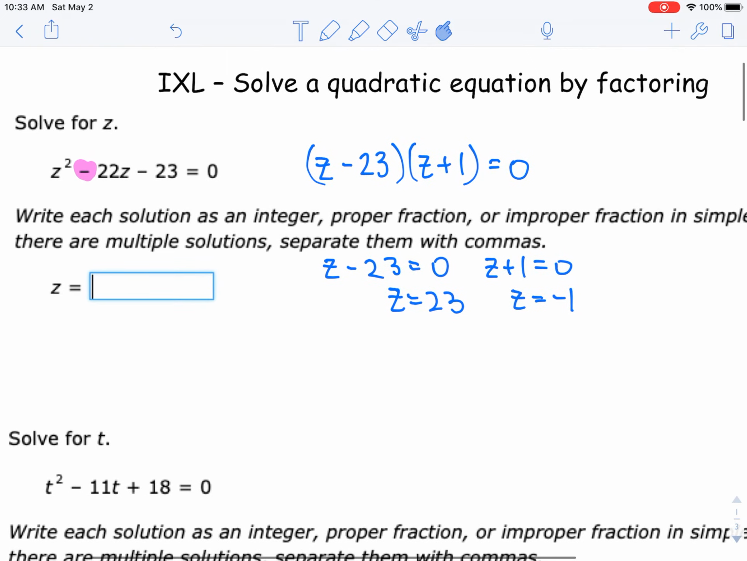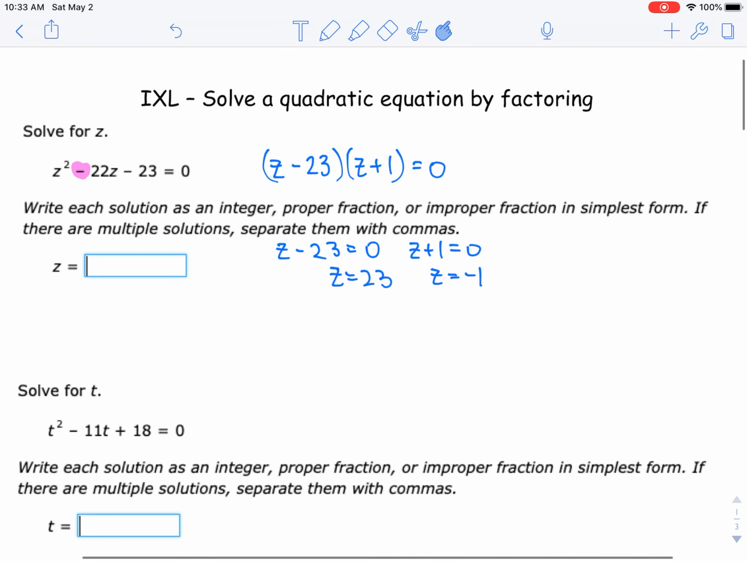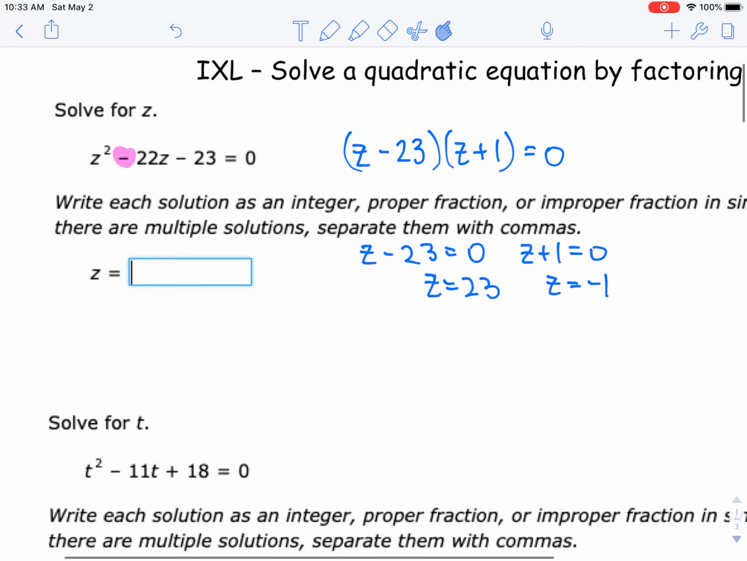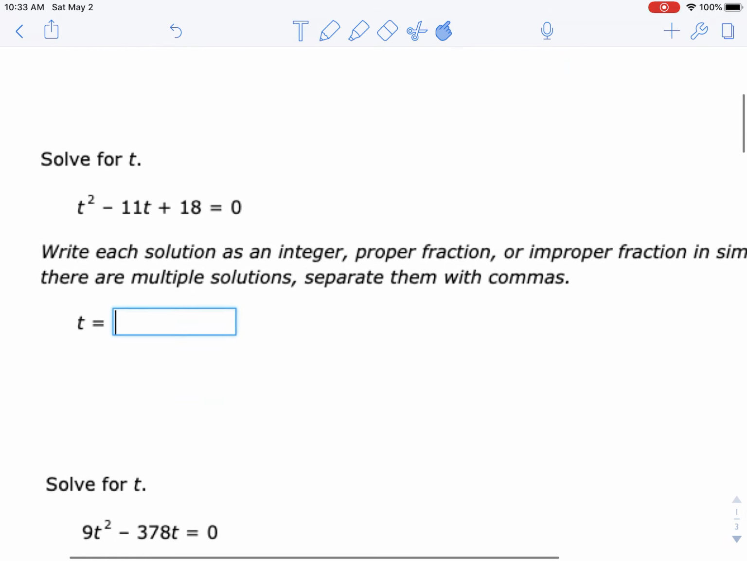And then you just pay attention. It doesn't say a specific order, so you can just enter those with a comma in between each answer.